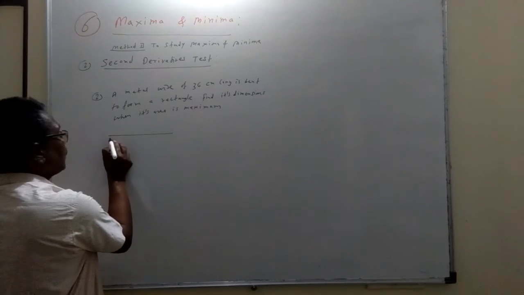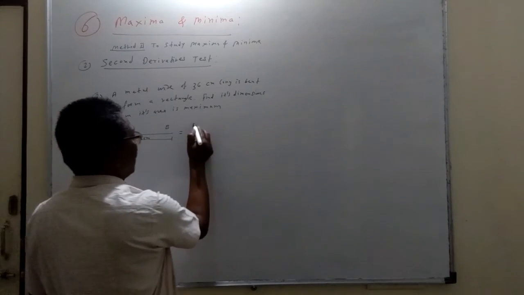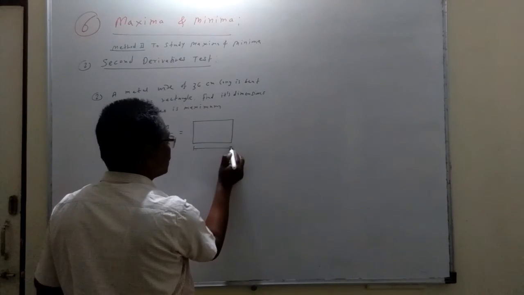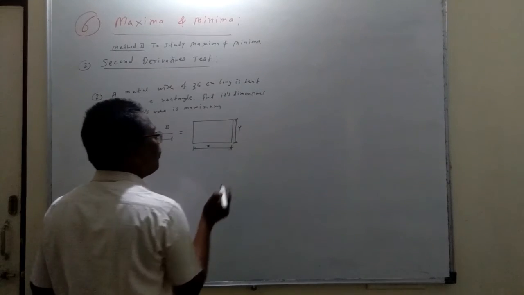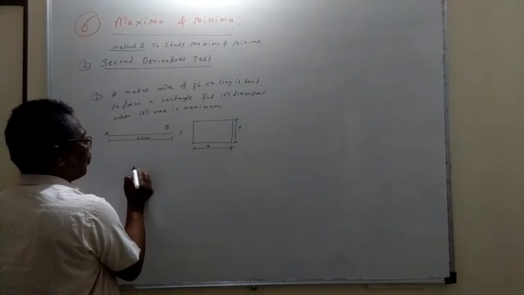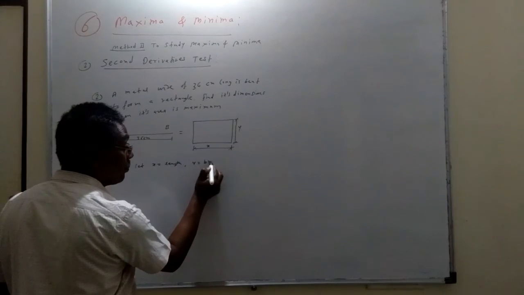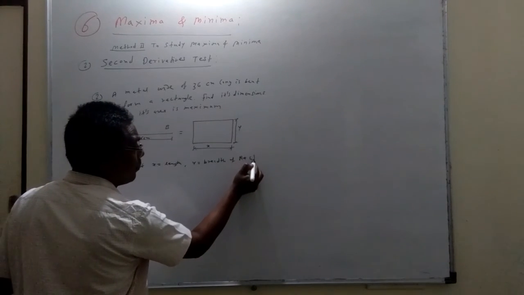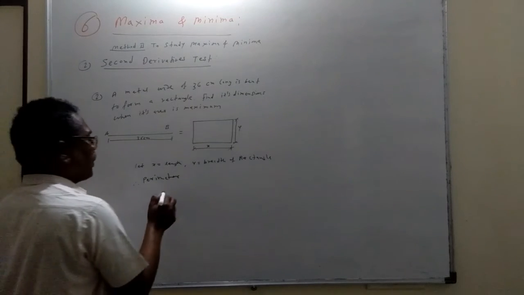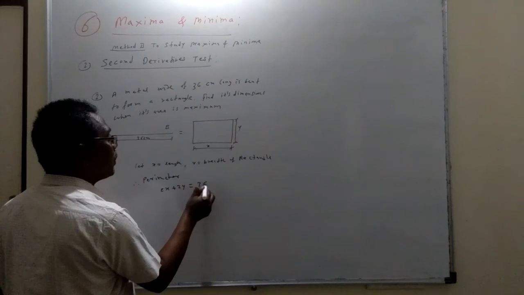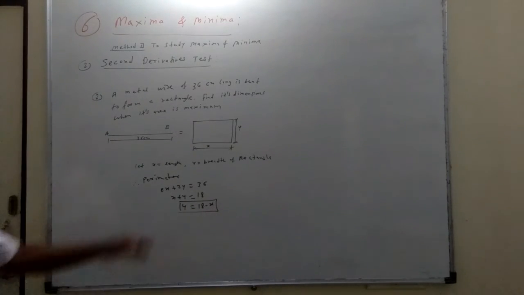So you are given the metal wire, suppose AB, of length 36 centimeter. Now it is bent and converted to a rectangle. So let x be the length and y the breadth of the rectangle. Therefore, the length of wire is converted into the perimeter. So the perimeter 2x plus 2y is equal to 36. So x plus y is equal to 18, so y is equal to 18 minus x. So we are getting the relation between the two variables we have assumed.